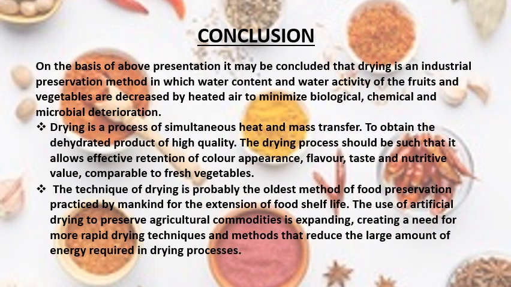So, as a conclusion of this session, drying is a process of simultaneous heat and mass transfer. To obtain a dehydrated product of high quality, the drying process should be such that it allows effective retention of color, appearance, flavor, taste, and nutritive value compared to a fresh vegetable. The technique of drying is probably the oldest method of food preservation practiced by mankind for the extension of food shelf life. The use of artificial drying to preserve agricultural commodities is expanding, creating a need for more rapid drying techniques and methods that reduce the large amount of energy required in the drying process.